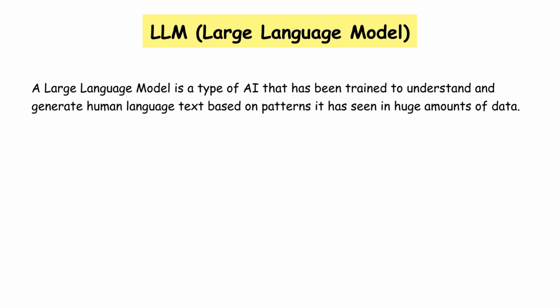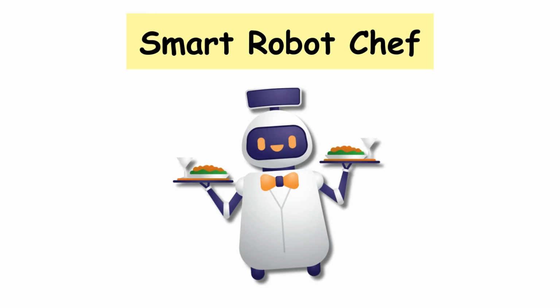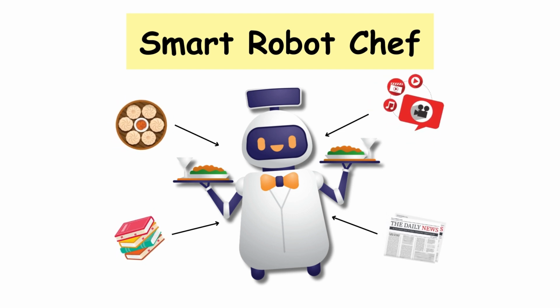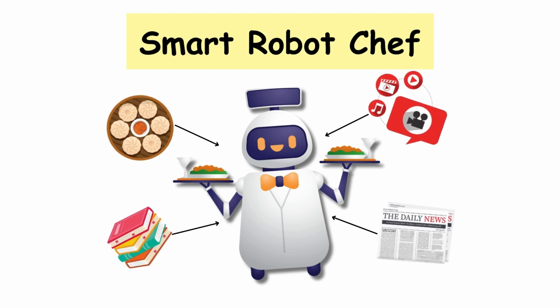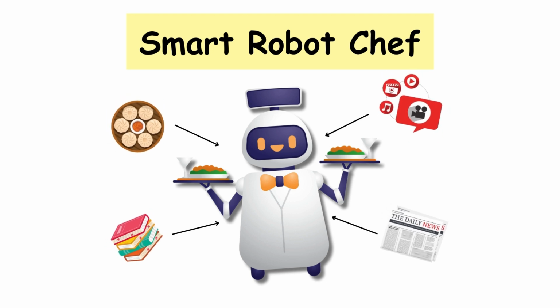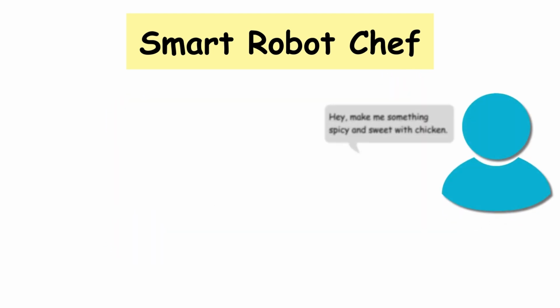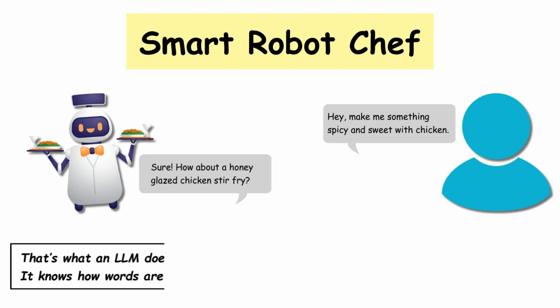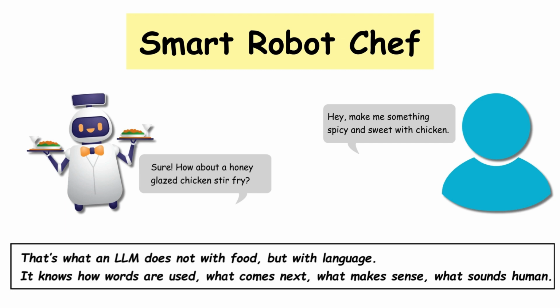Let's go back to the kitchen example we used earlier. Imagine a chef who has to read every single recipe book in the world, watch millions of hours of cooking shows, study every food culture on earth. Now you ask, hey, make me something spicy and sweet with chicken. The chef can reply, sure, how about a honey glazed chicken stir fry? That is what an LLM does, not with food, but with language. It knows how words are used, what comes next, what makes sense, and what sounds like human.